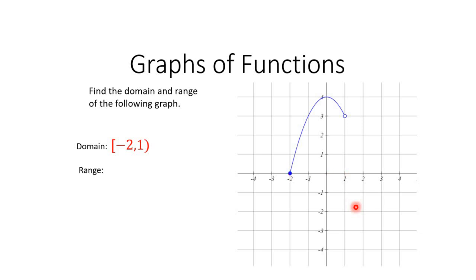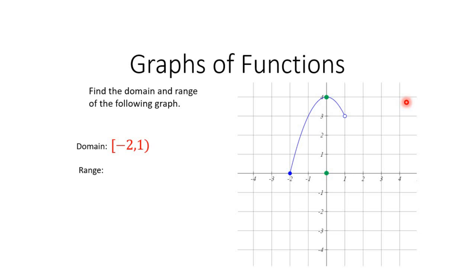Now let's talk about the range. So now I'm looking from bottom to top. I'm looking for the lowest point on the graph, which is this point right here, which has a y value of 0. And I'm looking for the highest point on the graph, which is this point right here that has a y value of 4. So I mark that on the y-axis. They're both included because neither one has an open circle.